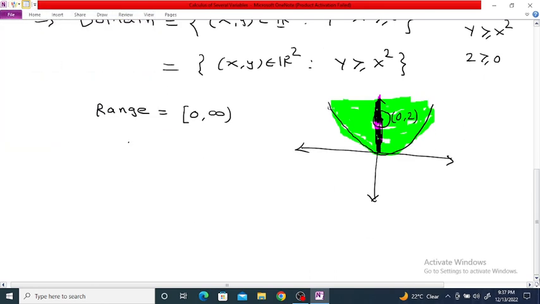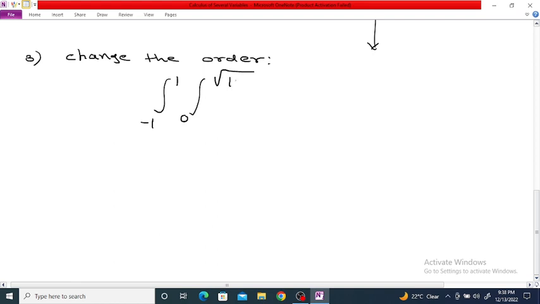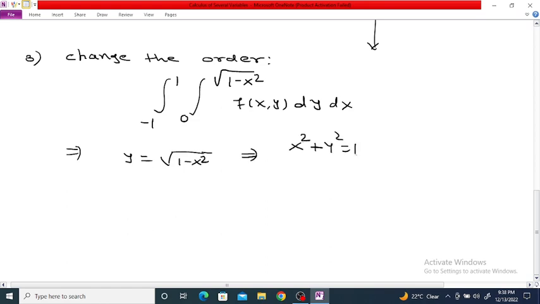Next, example number 3. Change the order of integration of the integral from -1 to 1, integration from 0 to square root of 1 minus x square, of f of (x, y) dy dx. So now given y equal to square root of 1 minus x square, squaring on both sides, we get x square plus y square equal to 1.